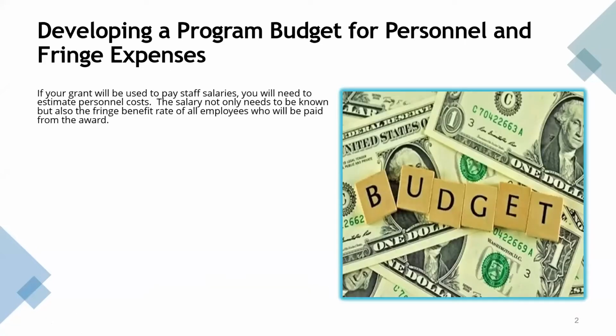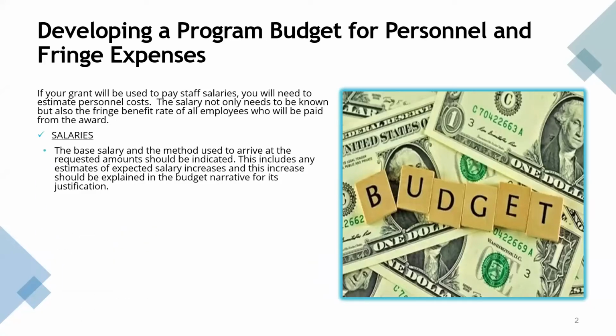If your grant will be used to pay for staff salaries, you'll need to estimate personnel costs. The salary not only needs to be known, but also the fringe benefit rate of all employees who will be paid from the award. When it comes to salaries, the base salary and the method used to arrive at the requested amount should be indicated. This includes any estimates of expected salary increases, and this increase should be explained in the budget narrative for its justification.